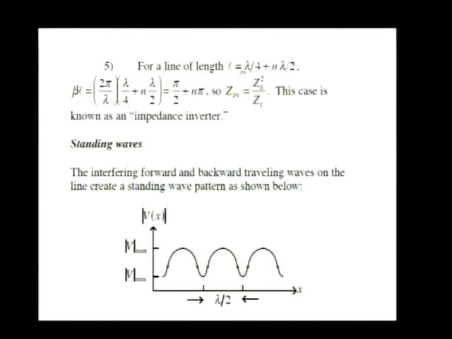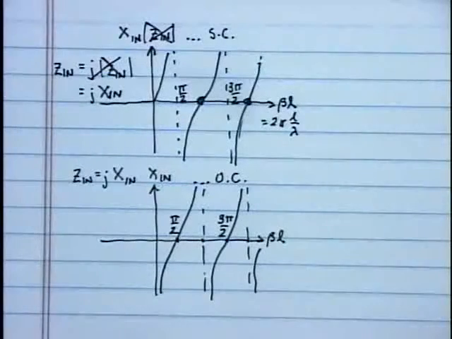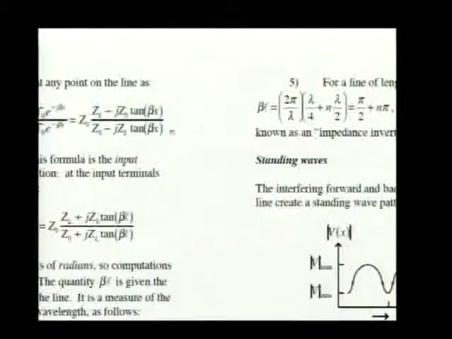If the length of the line is a quarter of a wavelength plus an integer multiple of half a wavelength, then beta L, the argument of the tangent function, is 2 pi over lambda for beta, times lambda over 4 plus n lambda over 2. That gives me pi over 2 plus n pi. And looking at the tangent function, which was my short circuit impedance, the tangent function at pi over 2 plus multiples of pi is where it goes to infinity. Those are its asymptotes.